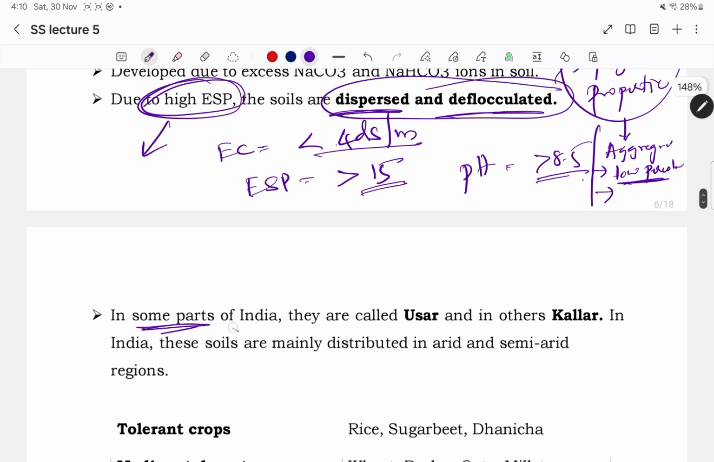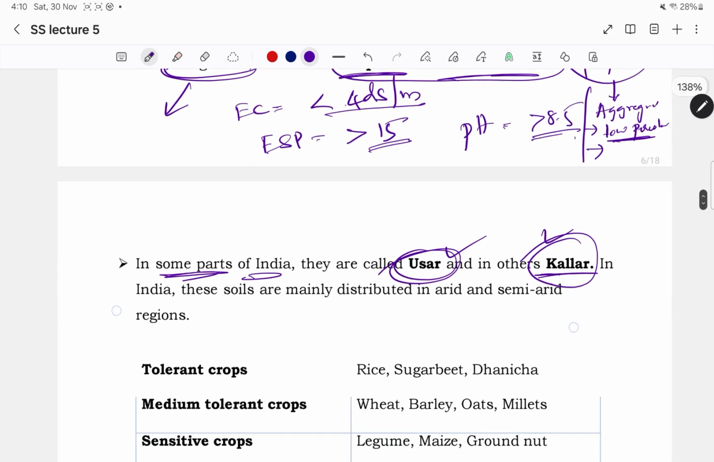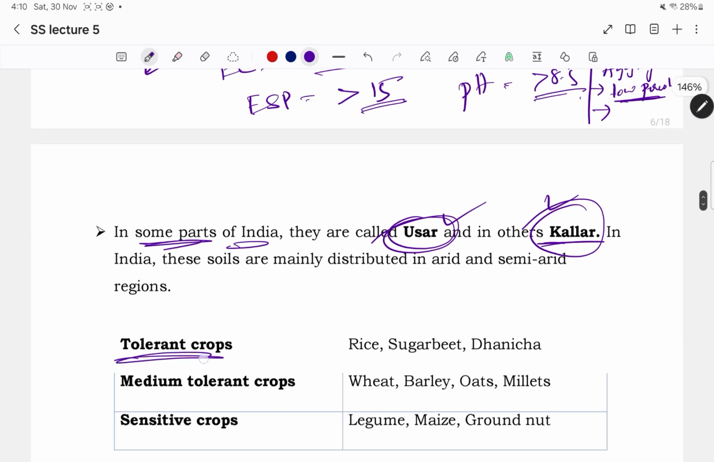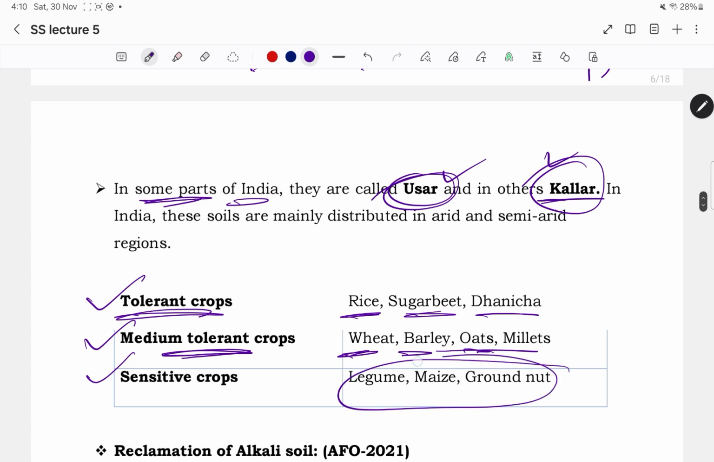In some parts of India, they are also called usar or kallar. Remember these terms. Some of the tolerant crops for the sodic soil are rice, sugar beet, and dhaincha. Medium tolerant crops are wheat, barley, oat, millets. Sensitive crops are legumes and maize.